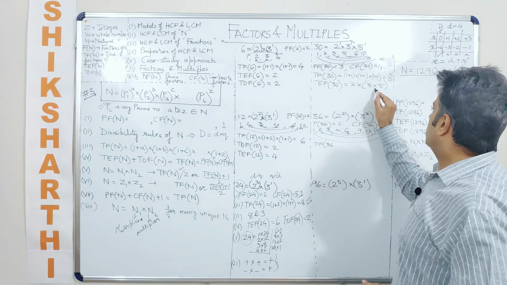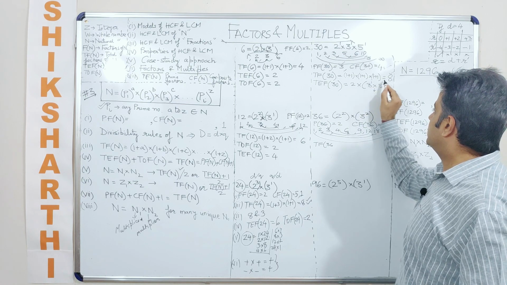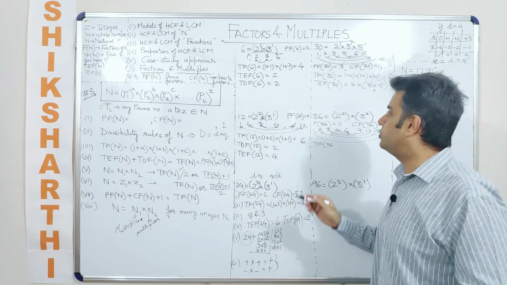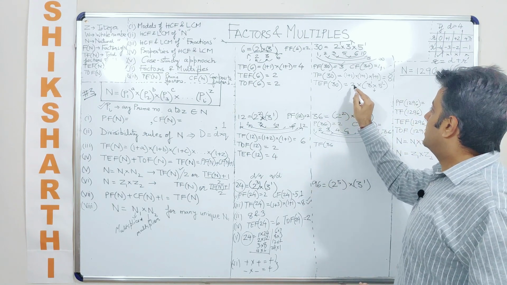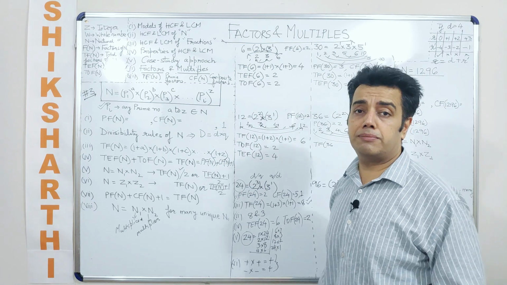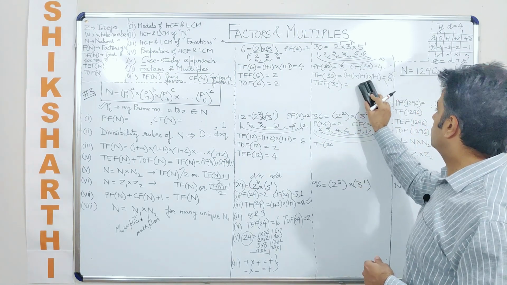If I find out the total number of factors of 15, which is just like saying 1 plus 1, which is 2, and 1 plus 1, which is 2, now 2 into 2 is 4. So I will get the count of all even factors of the given number. And the count comes out to be how much? 4.